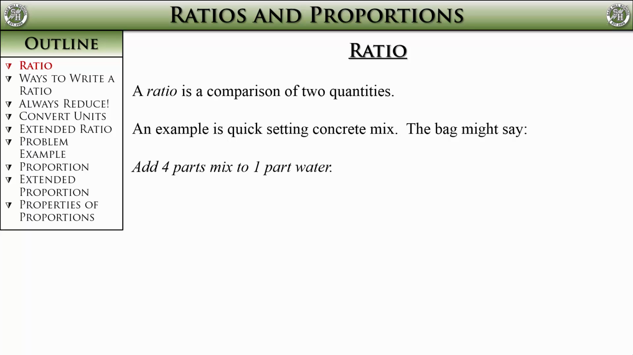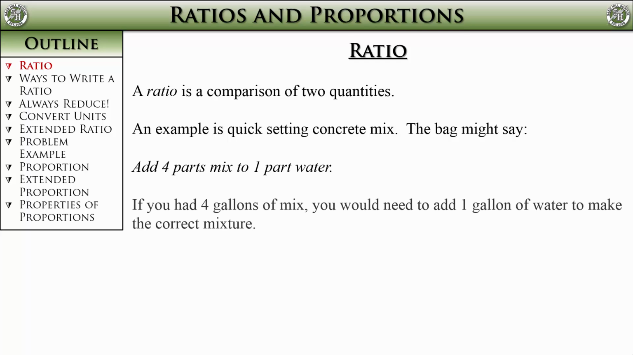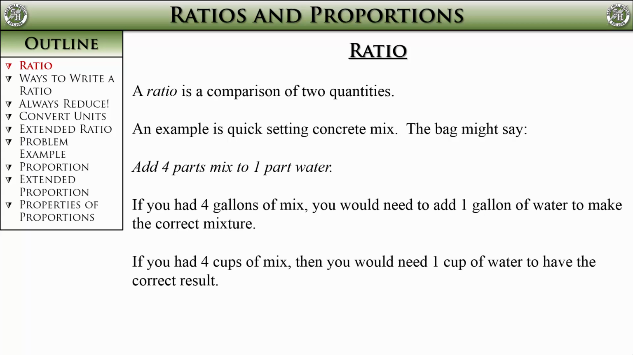Note that there are no specific amounts listed. This isn't like a recipe where it is telling you how much of each to use. It's a ratio, a comparison instead. If you had 4 gallons of mix, you would need to add 1 gallon of water to make the correct mixture. If you have 4 cups of mix, you would need to add 1 cup of water to have the correct result. The ratio doesn't care how much mix you use. A ratio is simply comparing the relative sizes of two things, not how much either thing is.